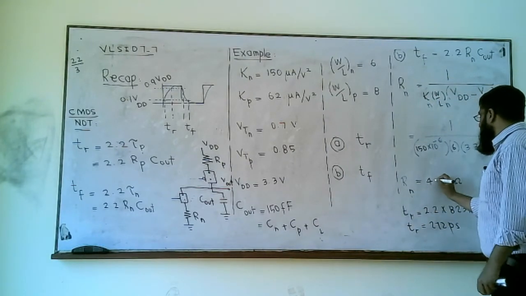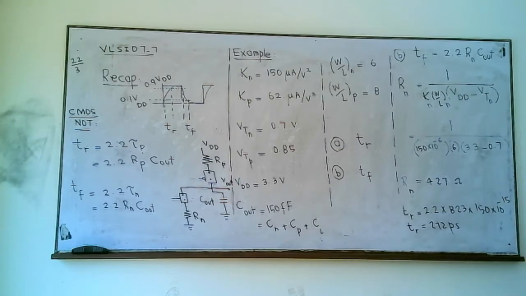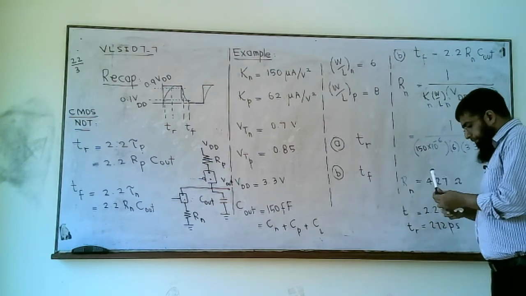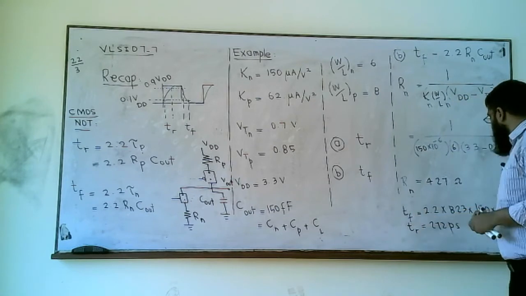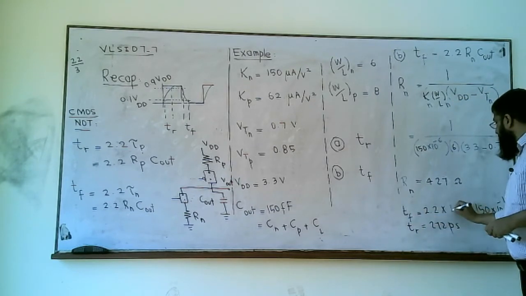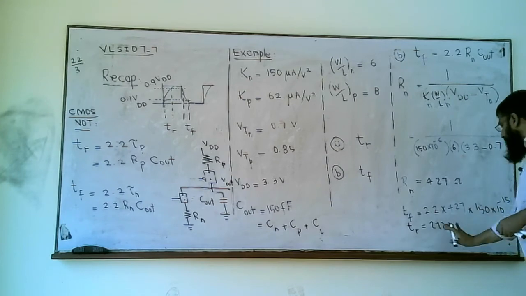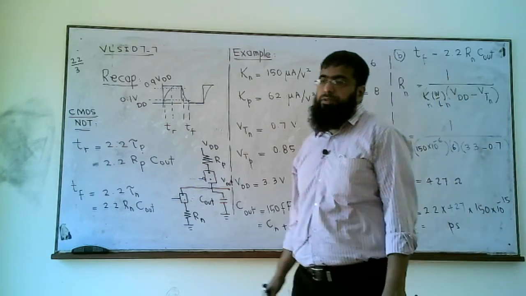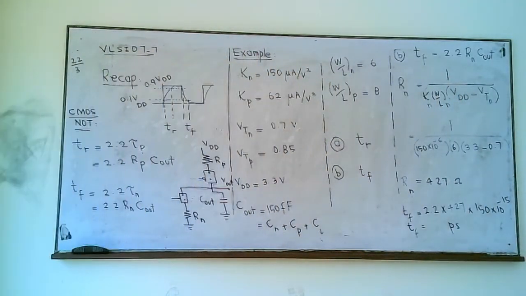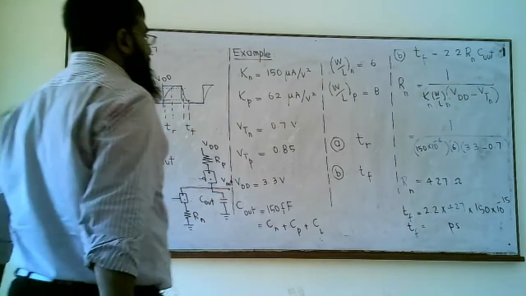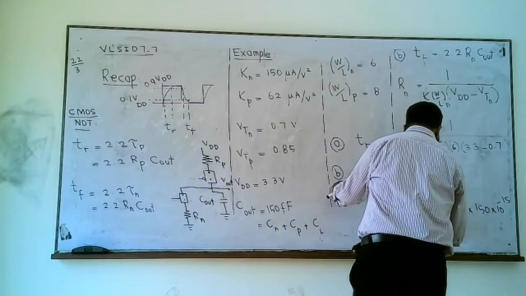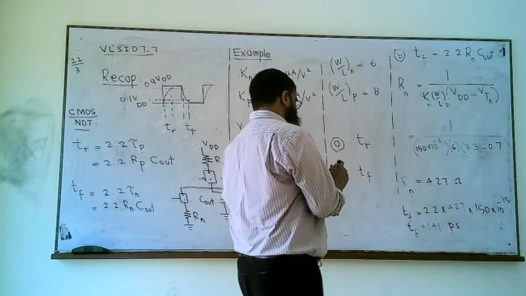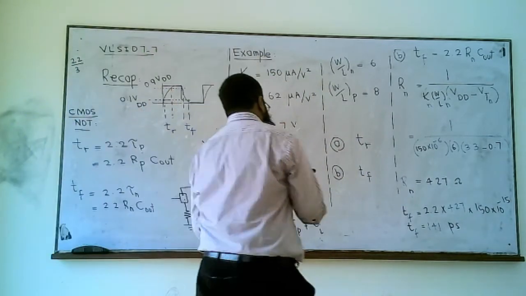Rn is 427 ohms. And we can find out TF: 2.2 times 427 times 150. C out is the same because it's actually the lump sum, the equivalent capacitance at the output. So TF comes out to be 141 picoseconds. So actually we have one more part to solve.